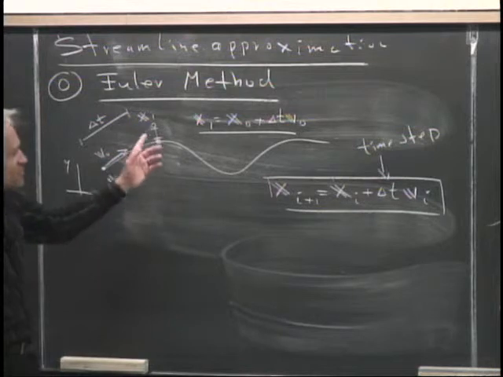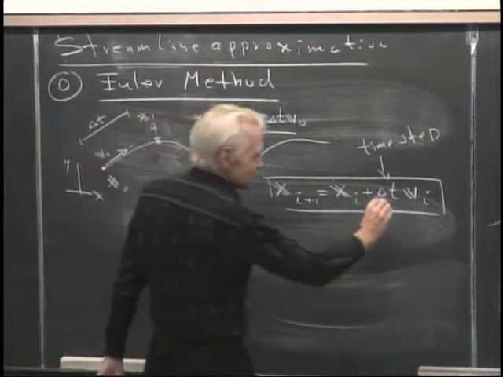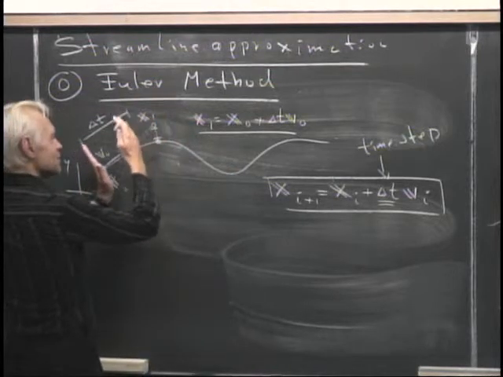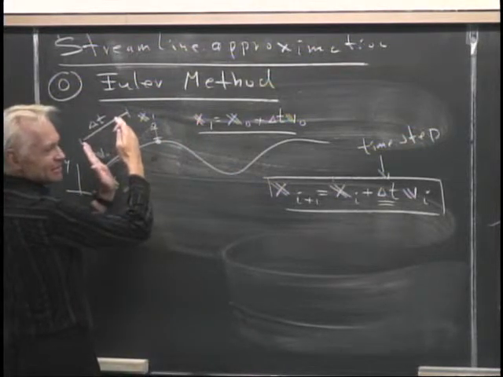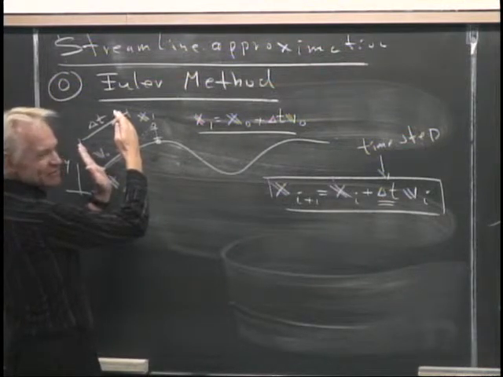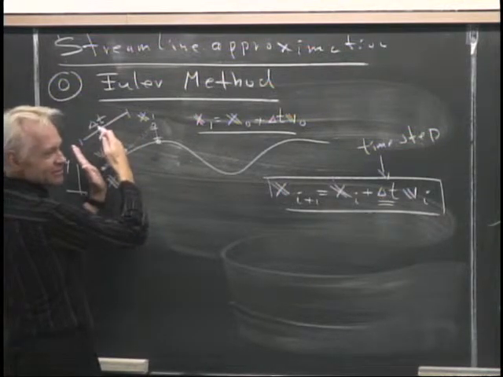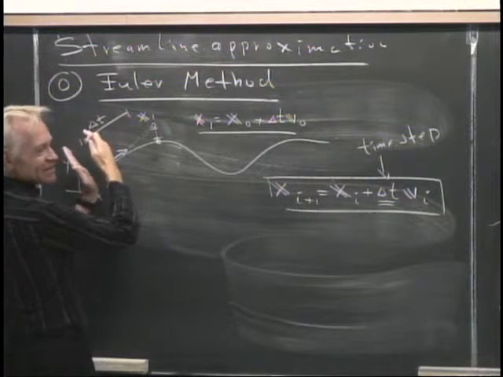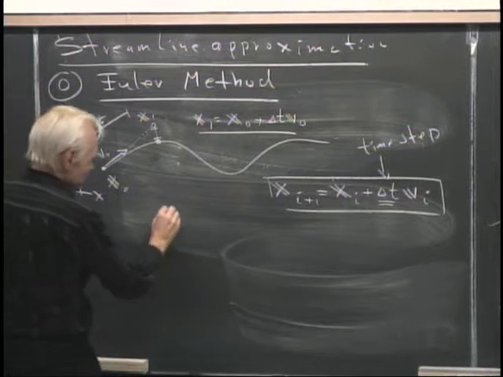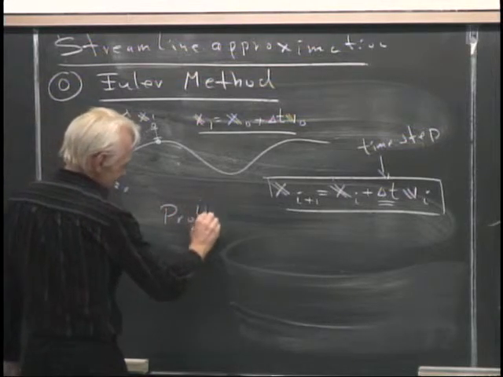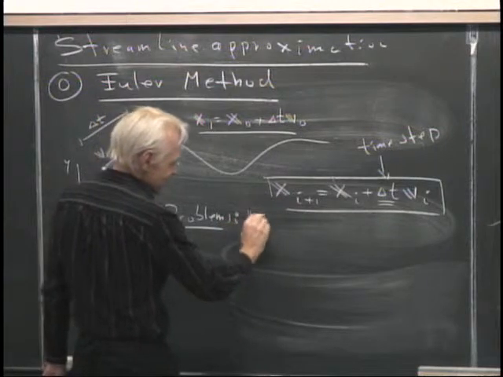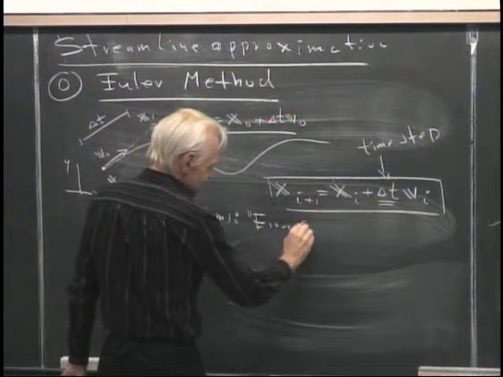But how can you reduce the error? Cut it in half. Is that good enough? Maybe, maybe not. If cutting in half isn't good enough, you go to delta t over 4, delta t over 8. When is it good enough? We have problems. The problem is error control. That's all I want to say, error control.